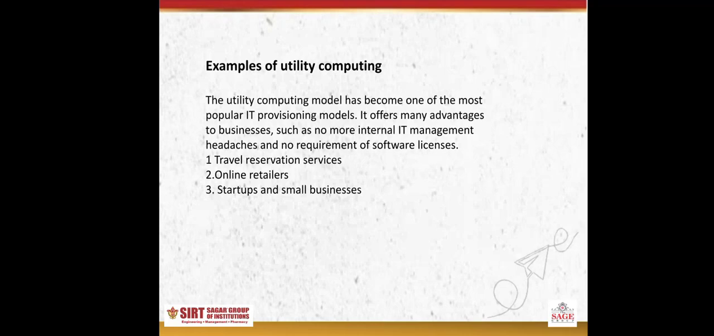Now, for the example of utility computing: the utility computing model became one of the most popular IT provisioning models. It offers many advantages. Examples of the utility computing model are travel reservation services, online retailers, startups and small businesses. Most of the time these three are good examples because whenever online demand increases, or in peak hours, the demand for resources increases, and in low time the demand for resources decreases. So these models are the best examples for utility computing.